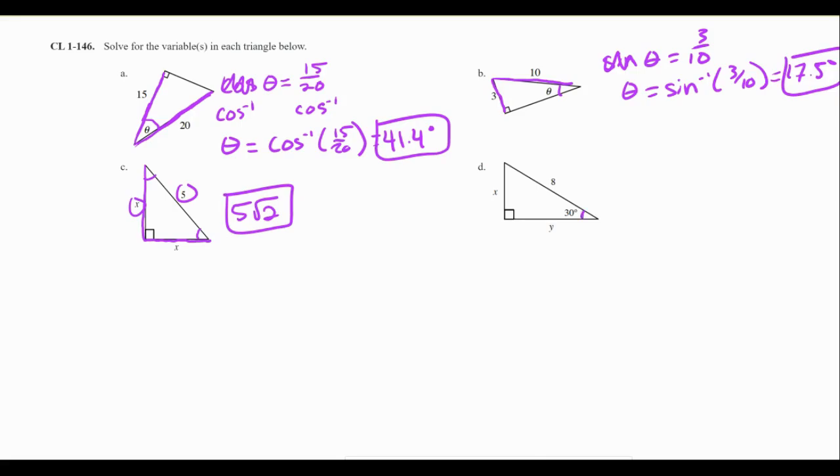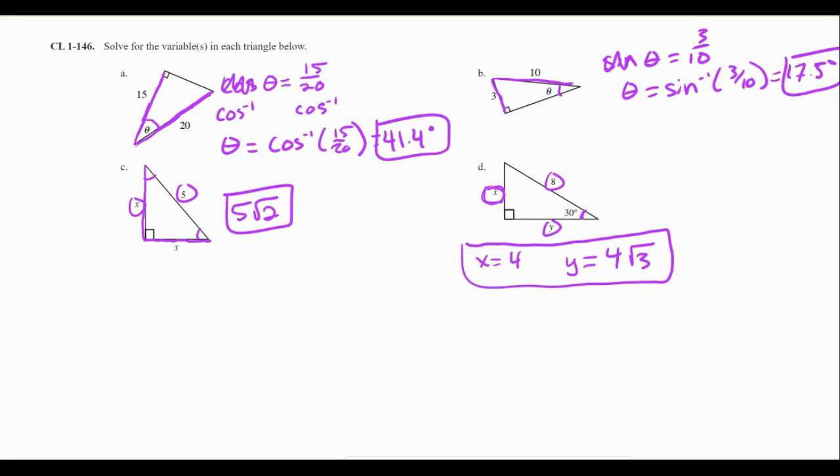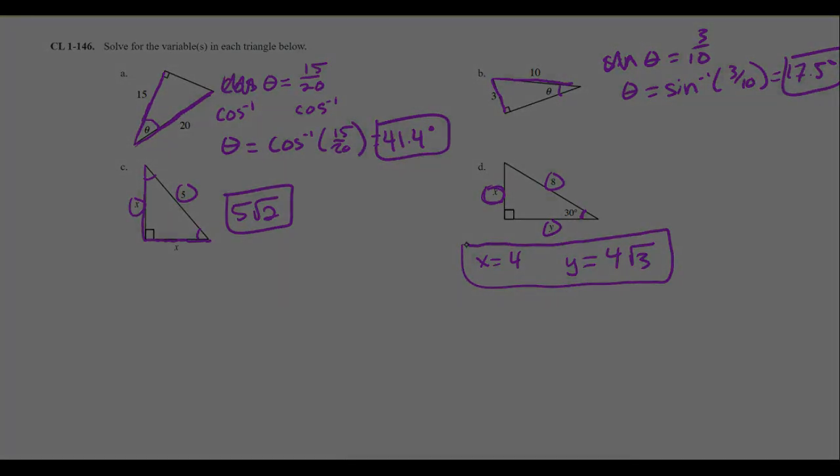And on this one here, I have a 30, 60, 90, so I don't really need a calculator for this one either. What that means is that I know in a 30, 60, 90, the short side is half of the hypotenuse, so x equals 4. And then y is the short side times root 3, so y equals 4 root 3. And again, that's just knowledge from my special triangles.